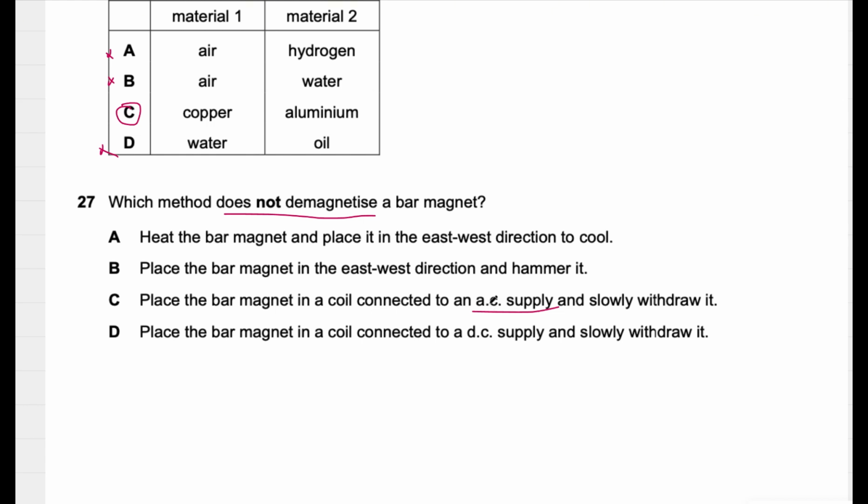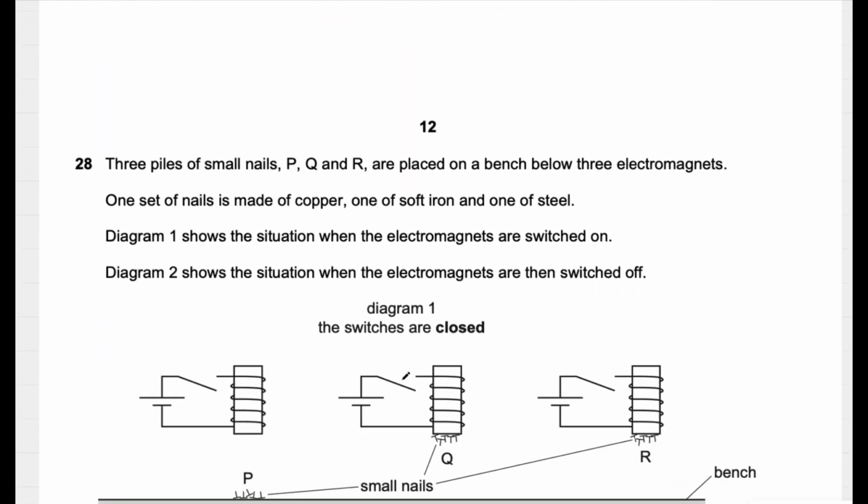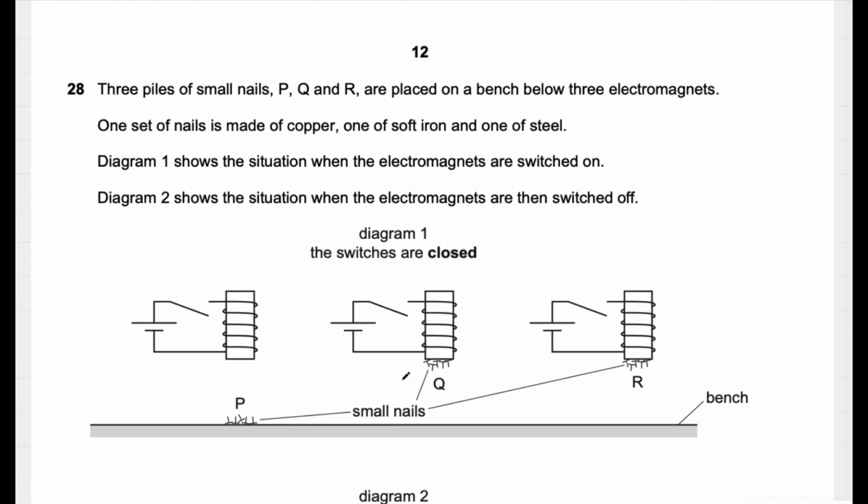When you are magnetizing, that's when you use DC supply. If you put AC supply, it will demagnetize. Okay. Place the bar magnet in a coil connected to a DC supply. Yes, D. 27 is D. This one will not demagnetize. Okay, now let's move to question 28.